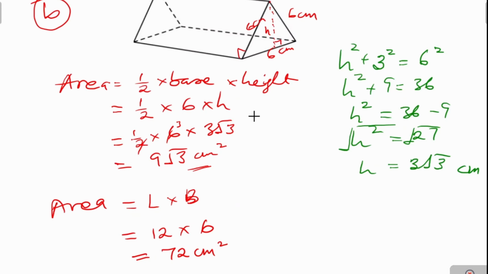Like I said, this figure has 5 sides, 2 triangular sides and 3 rectangular sides. So to find the total surface area, we are just going to put all 5 together. So let's work out that.